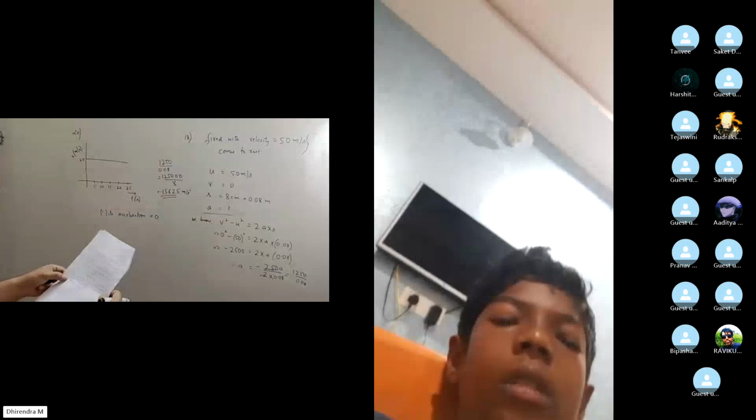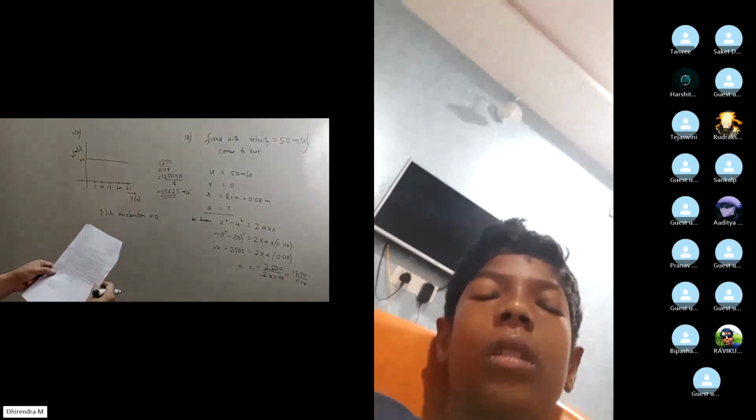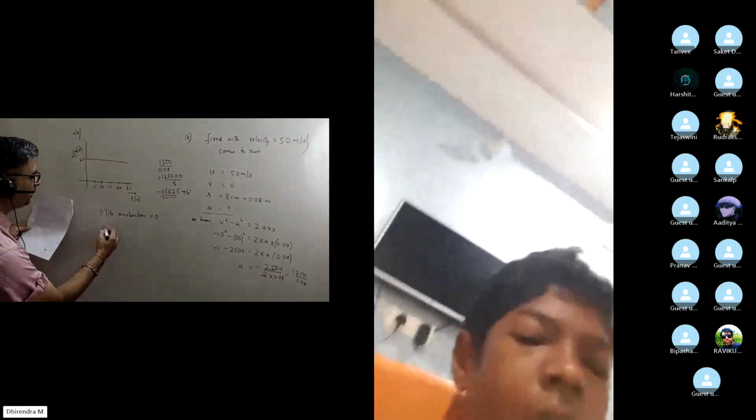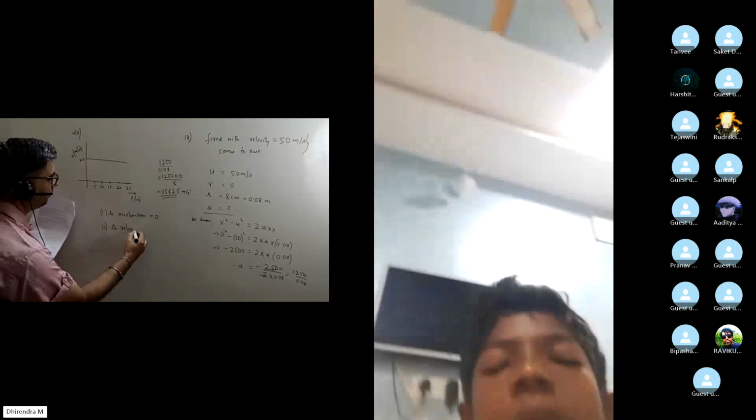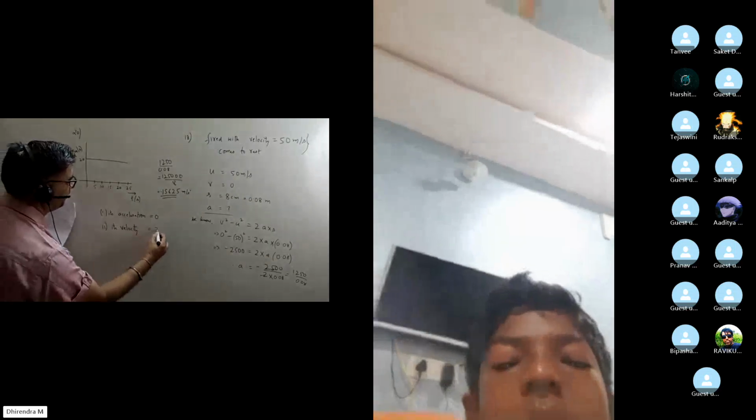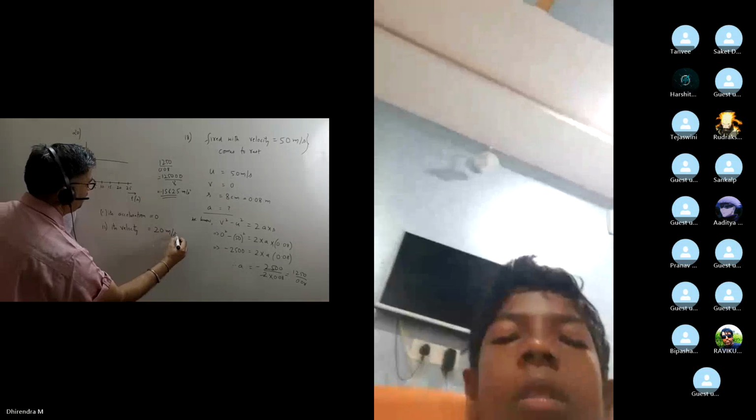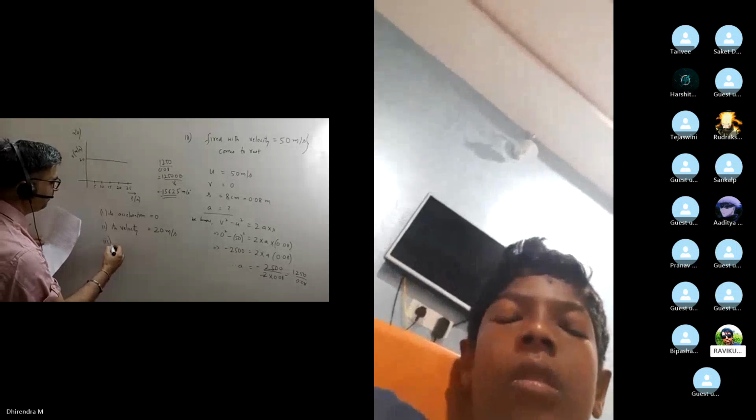What is the second bit? Its velocity. The velocity time graph shows the velocity. So what is its velocity? Man, how can you get such easy questions? There is no second answer, right? It's only 20 meters per second, uniform motion, 20 meters per second.